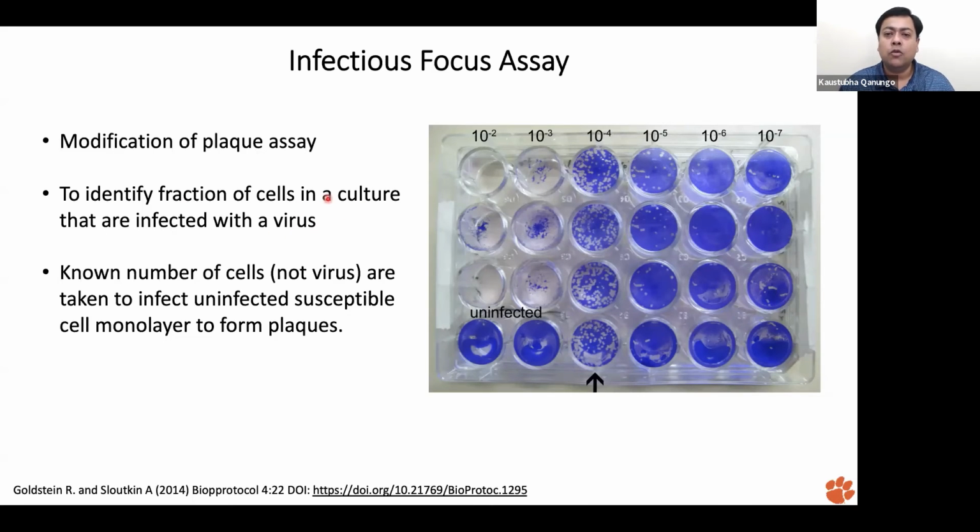So what you do is make these monolayers like this of cells, and you take some of the cells from a different culture and dilute them. You dilute the cells, not the virus. Remember that. You dilute the cells from a different culture, which is infected with the virus, and add those cells onto this monolayer of cells. And look at what number or percentage of cells are infected with the virus. The number of cells, not virus, is taken to infect an uninfected susceptible cell monolayer to form the plaques.